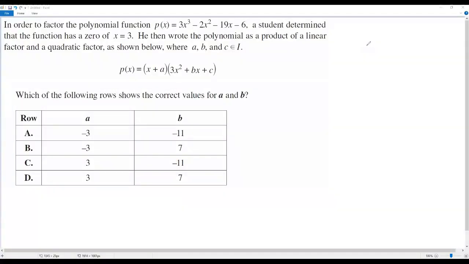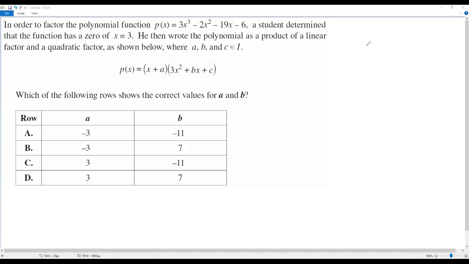Here we have a pre-calculus question on polynomials. Okay, let's go over the question. In order to factor the polynomial function p of x equals 3x to the third power minus 2x to the second power minus 19x minus 6, a student determined that the function has a 0 of x equals 3. He then wrote the polynomial as a product of a linear factor and a quadratic factor as shown below, where a, b, and c belong to I, that is, integers.